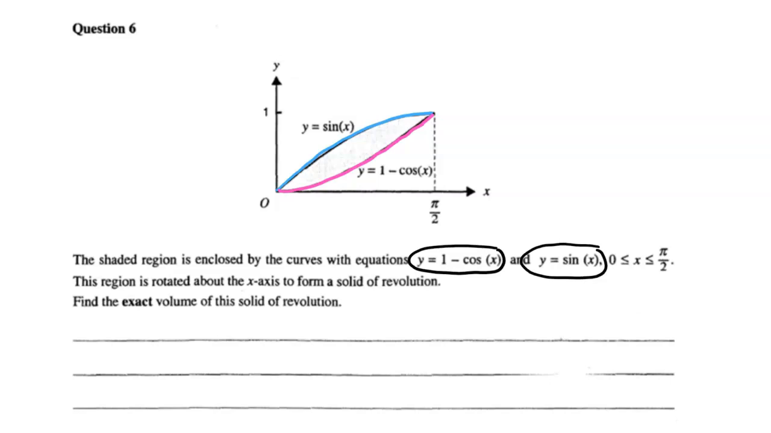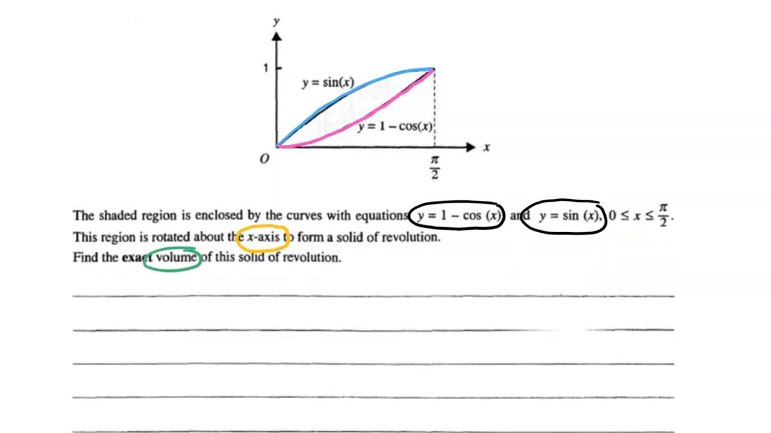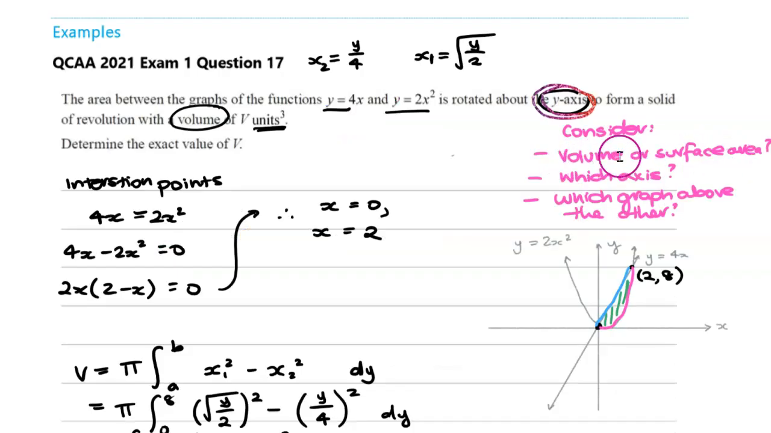So this region is rotated about the x-axis. Okay, so we're going to be rotating it around the x-axis like this. So what I talked about being the top and the bottom, that's perfectly fine. We want to find the exact volume of revolution here. So we know that we're looking at a volume. Good. So the considerations that we mentioned before, we said, was it volume or surface area? We identified for the next question it's volume. We identified the axis, and we've identified which graph is above the other. So they're all very important things to do.